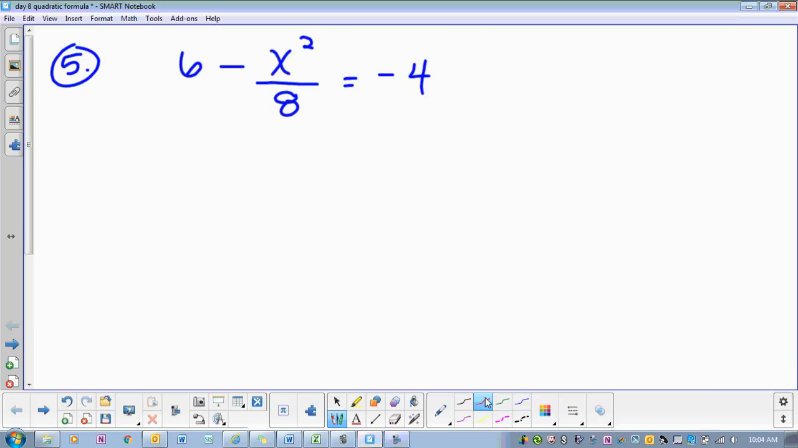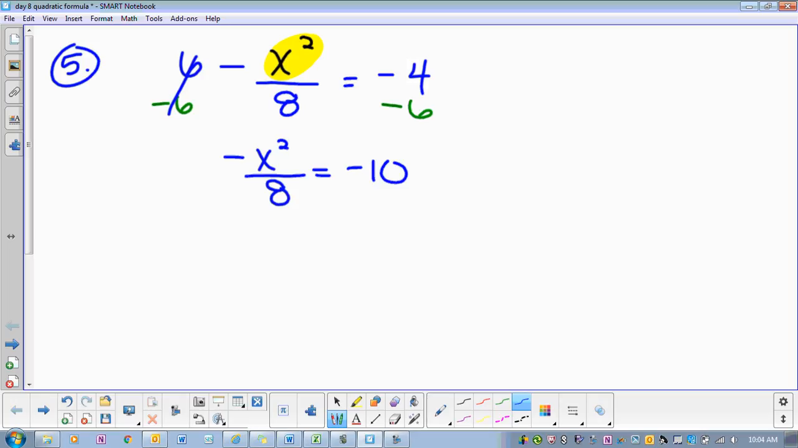Well, be careful. We're trying to get the square term all by itself, right? So, what do I need to move first? The 6. Good. That's a positive 6 right now. How do I move a positive 6? Subtract it. Good. So then that goes away, and then we have negative x squared over 8 equals negative 10.